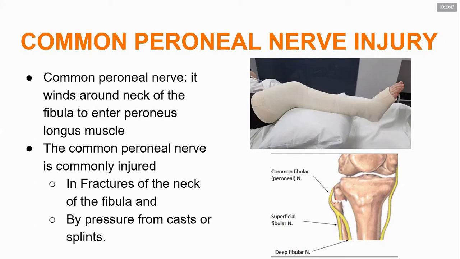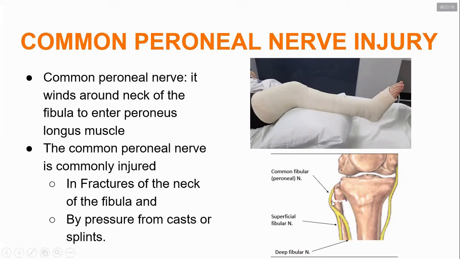So what if the sciatic nerve is divided into the tibial component and the peroneal nerve? What if only the common peroneal nerve is injured? Usually the common peroneal nerve arises from the posterior aspect, goes to the anterior aspect, and winds around the neck of the fibula in the posterolateral aspect. So this position is very superficial. Any sort of traction, compression or pressure in this area can lead to a common peroneal nerve injury.